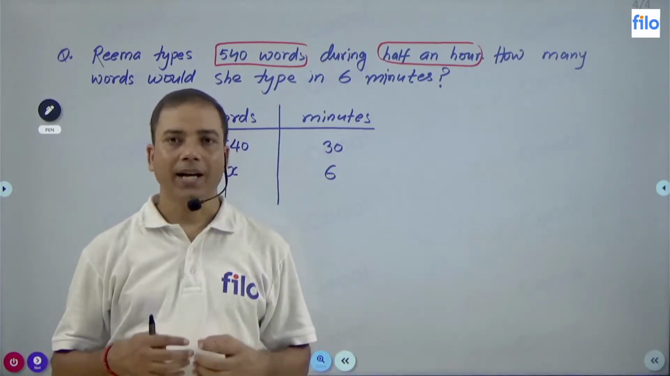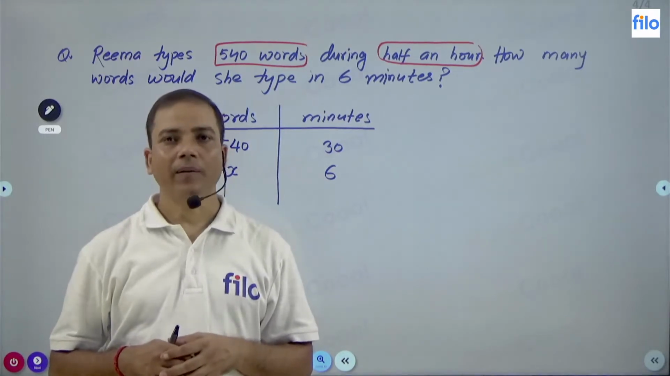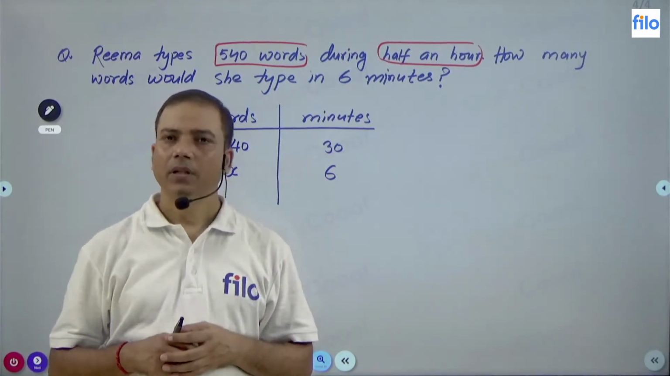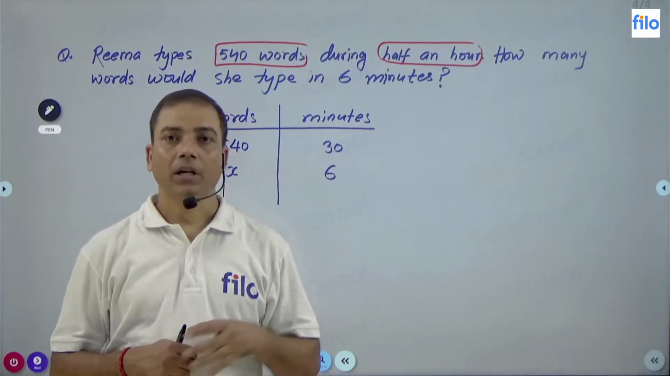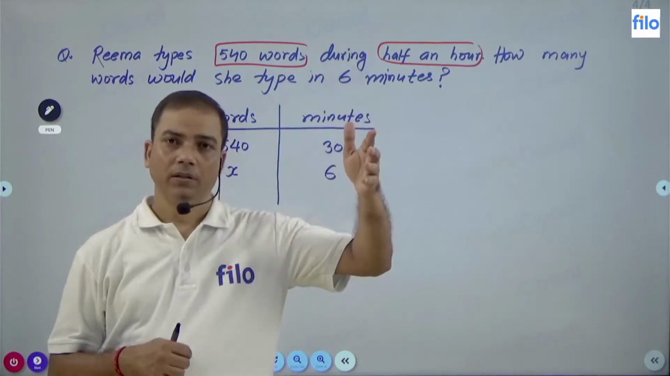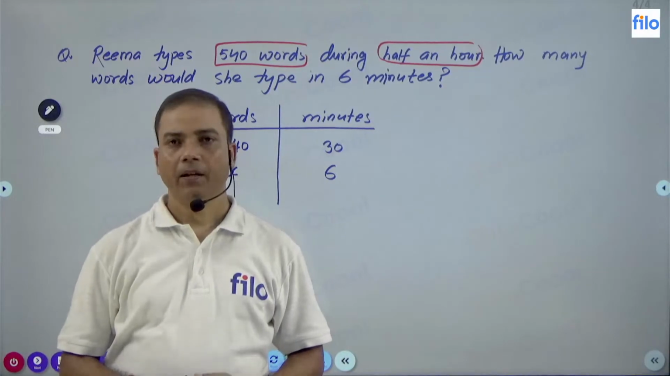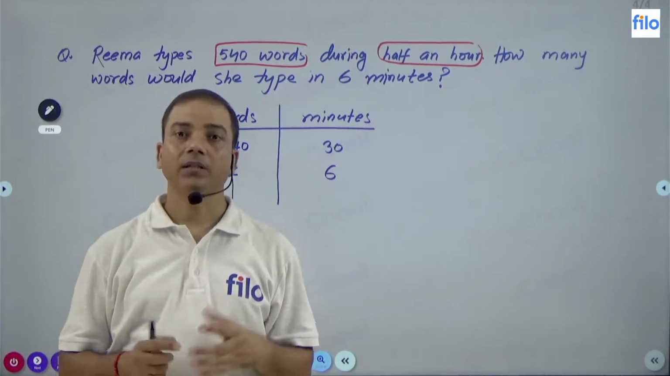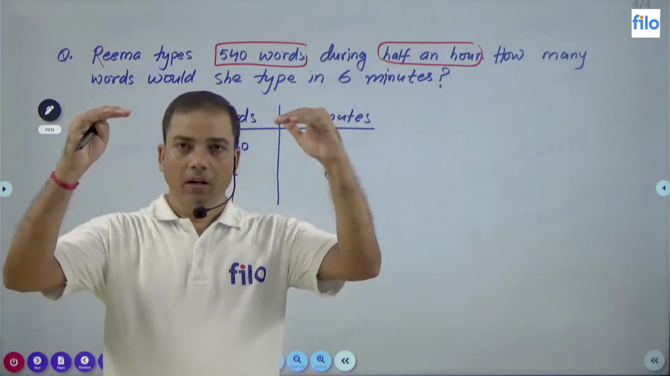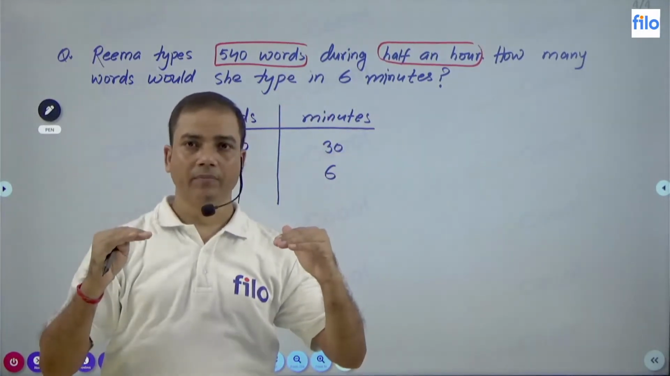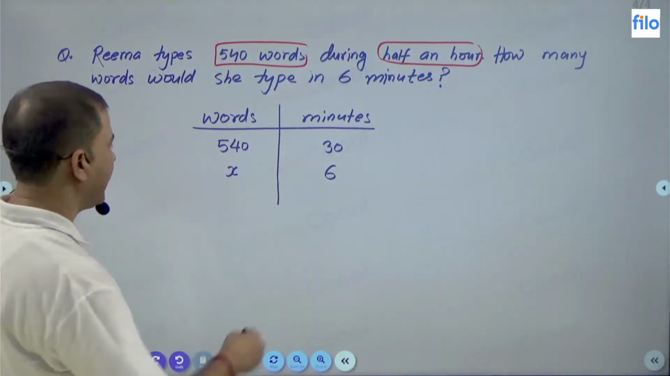You are typing the words on a computer. Suppose you have to type only 10 words, and you will take lesser time. Now you have to type 100 words. Don't you think you will need more time than the first case? So it's direct proportion. More words, more time. Lesser words, lesser time. Very simple. So you have to first mention they are in direct proportion.